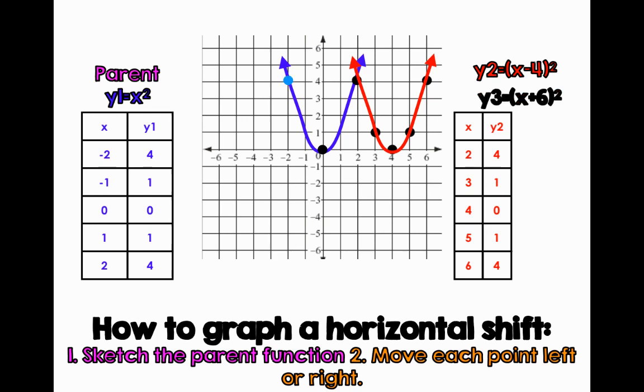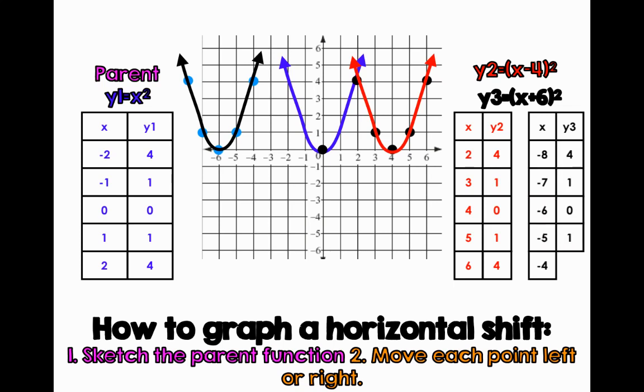Then if I look at the other version, I move 6 to the left. So there's some points. 6 to the left, 6 to the left, and so on. All of my points move 6 to the left, giving me my new graph. And if we look at our table right here, I subtracted 6 from my parent function. So negative 2 minus 6 gives me negative 8. Again, my y values didn't change at all.